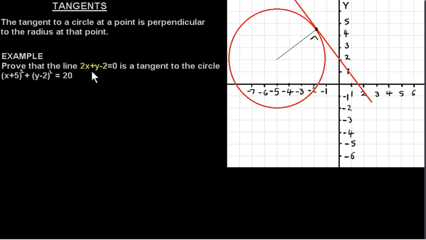In this example, we want to prove that the line 2x + y - 2 = 0 is a tangent to the circle (x + 5)² + (y - 2)² = 20. Now, one way to do this is to draw a sketch. This is a sketch of the circle. The center of this circle is got by changing the sign of +5 to -5 and changing the sign of -2 to +2, as we saw in the previous video. The radius squared is 20, so the radius is the square root of 20.